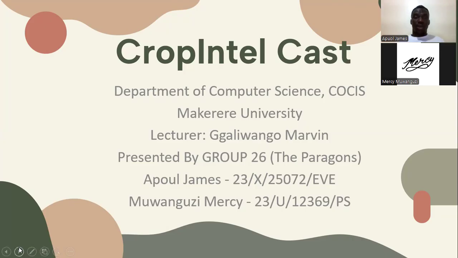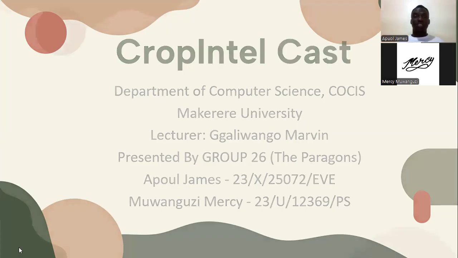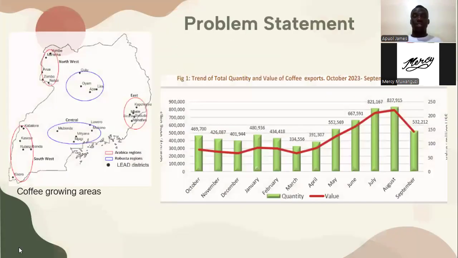As we all know, coffee has been one of Uganda's largely exported crops. And as we can see from the statistics here, it actually brought in a lot of money. And basing on where coffee is grown in Uganda, those are the regions mapped: Arabica in red and Robusta in blue.